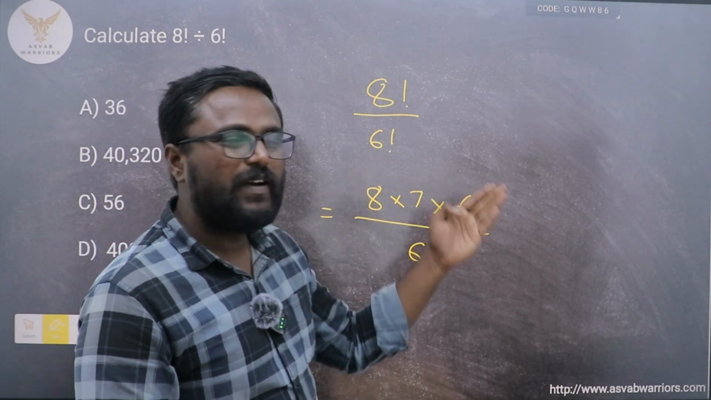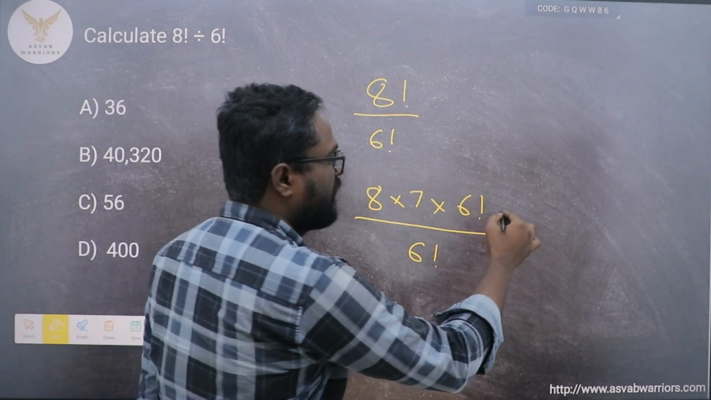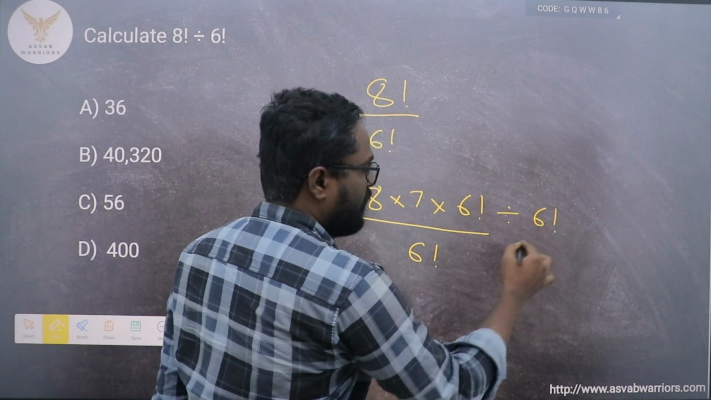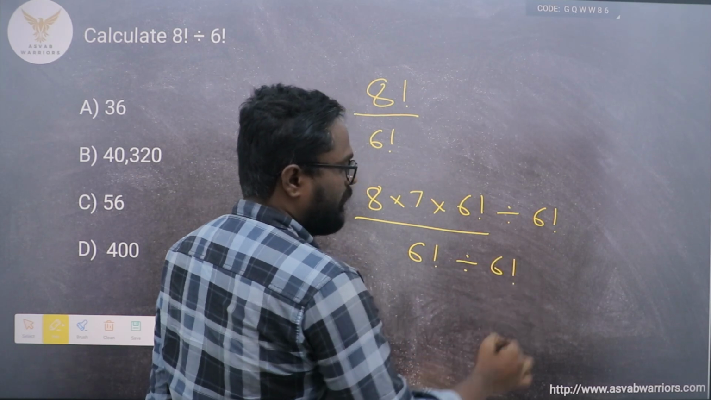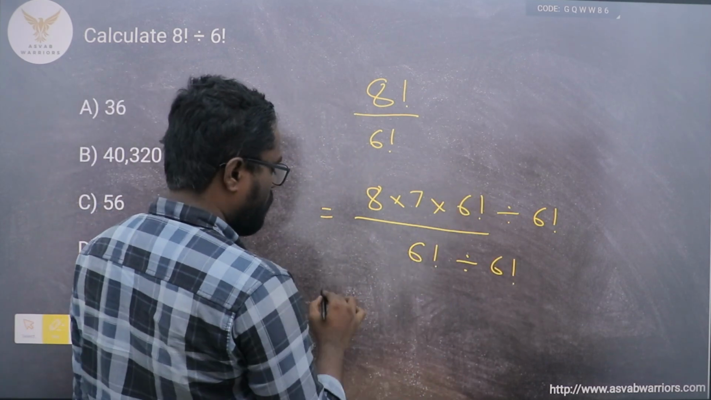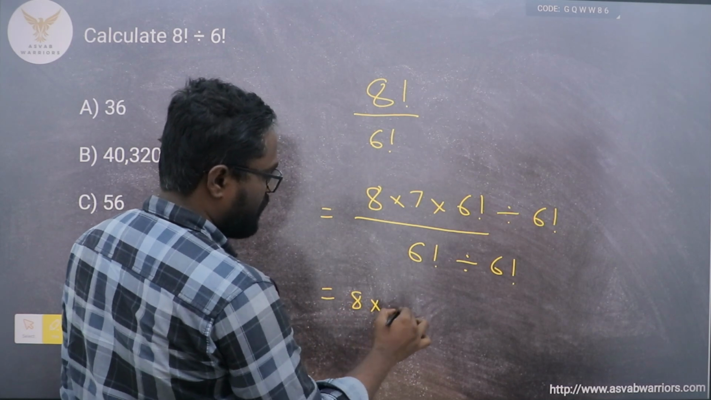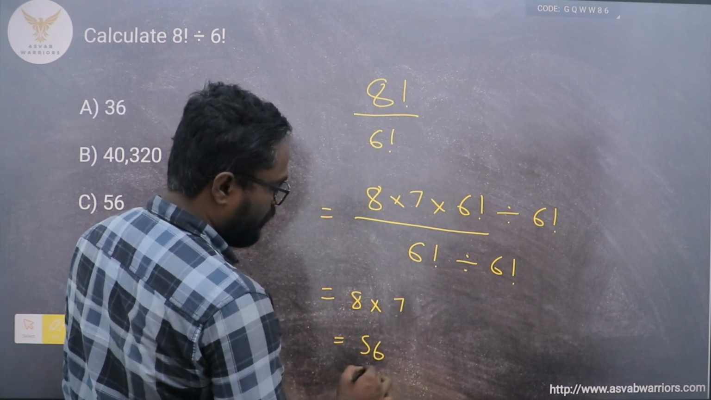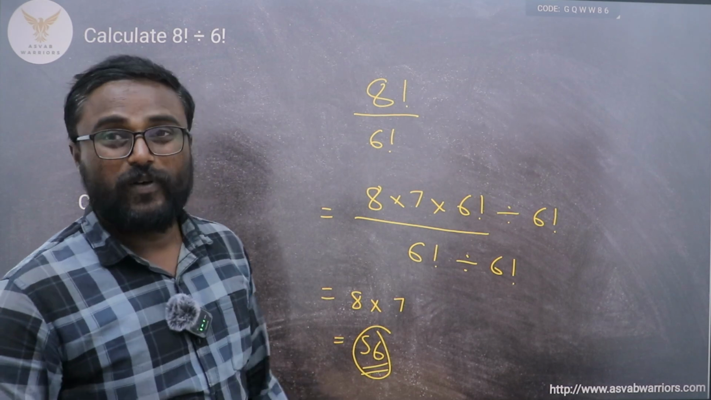So as you know, this is complete multiplication. We can just divide both the sides, like divide the numerator and denominator by factorial 6. So this will cancel out. What do we have? 8 times 7, which is nothing but 56. I hope you understood this.